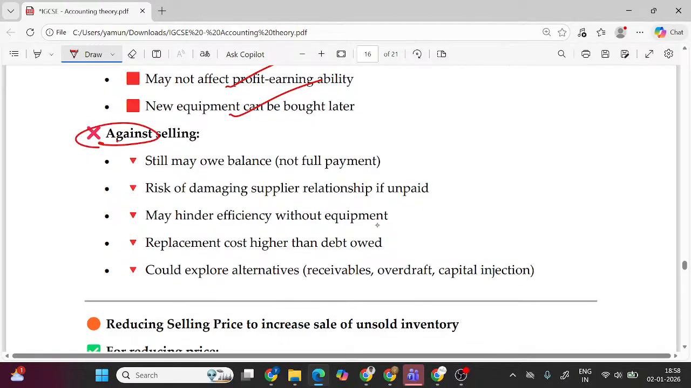Against the selling, still they owe a balance, not full payment. Sometimes it's a little, you have to pay now. But selling this equipment, you are not taking the full amount. So obviously, what you have to do, you have to go for selling other equipments.